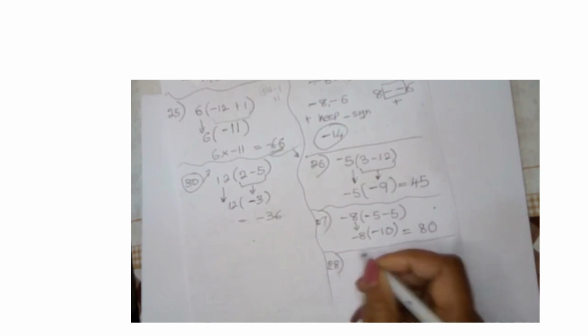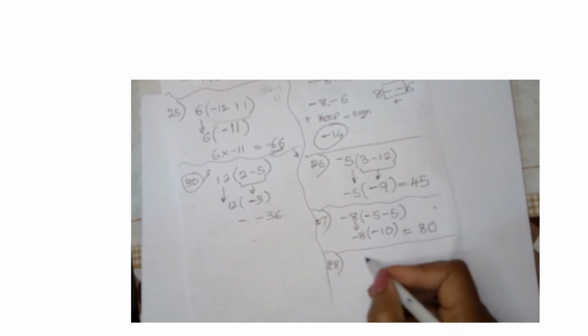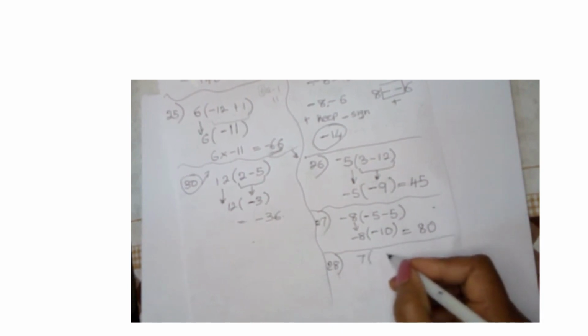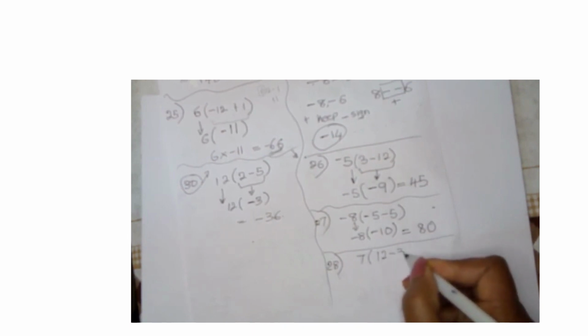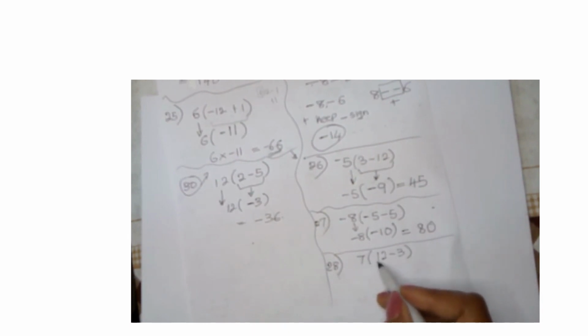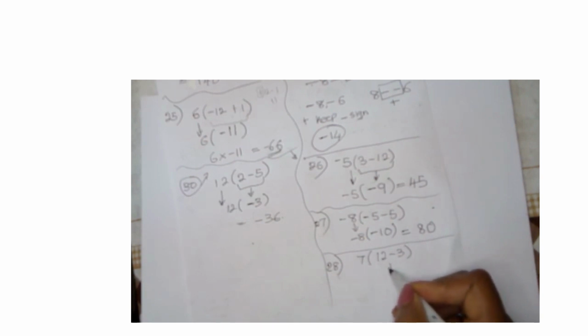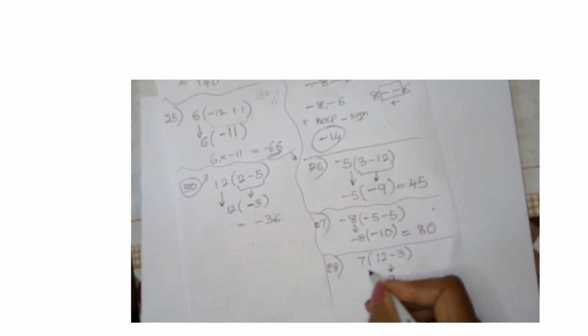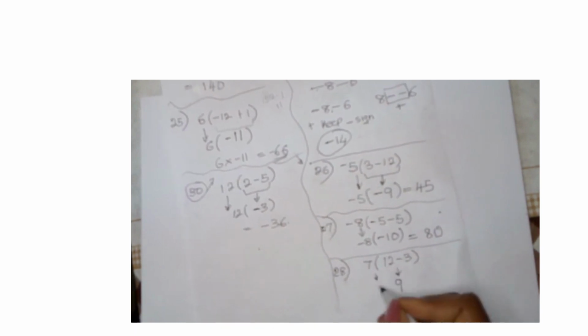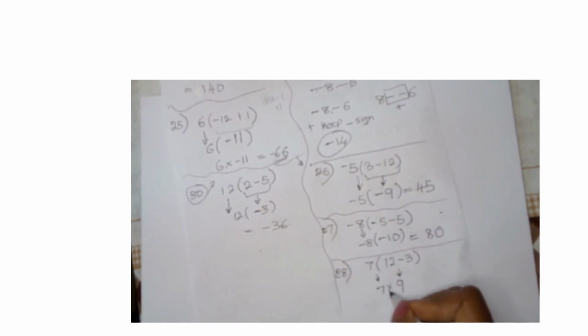7 times (12 minus 3). So we solve this one first. 12 minus 3 is going to give you 9. You bring down 7. 7 times 9 is going to give you 63. That's the answer.